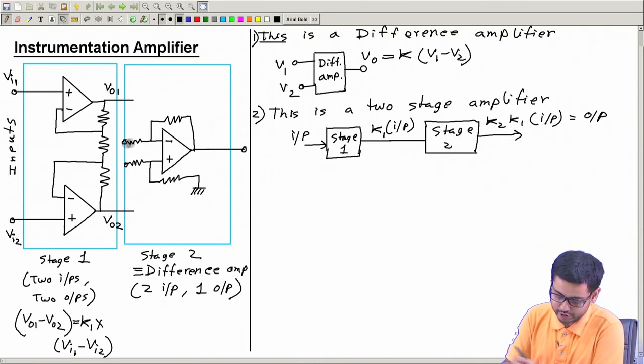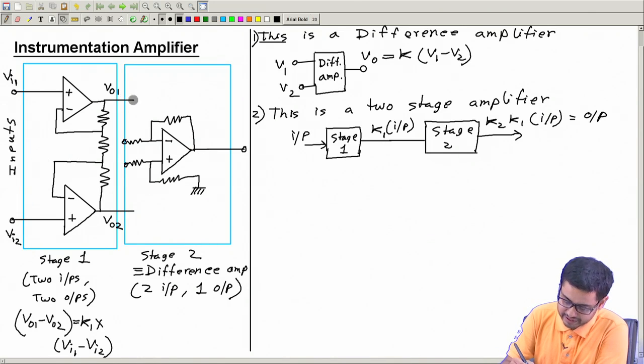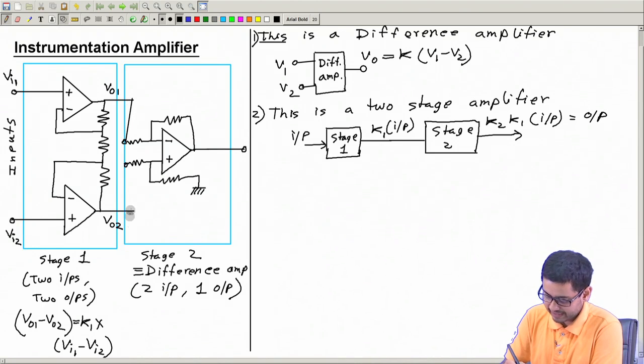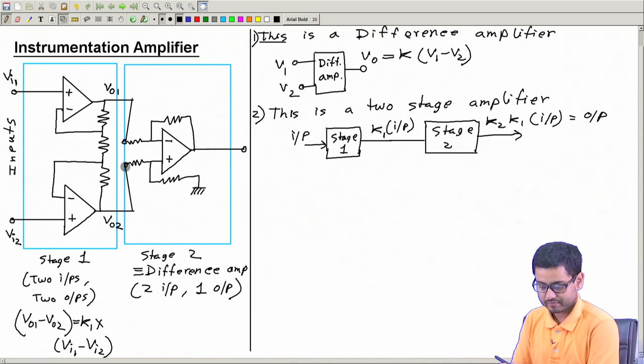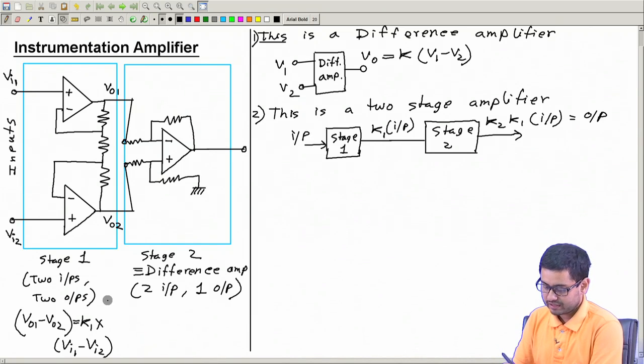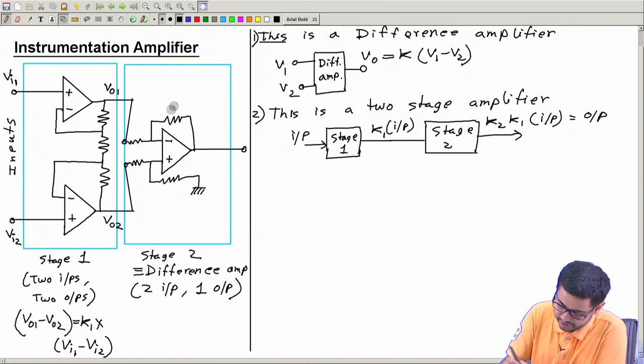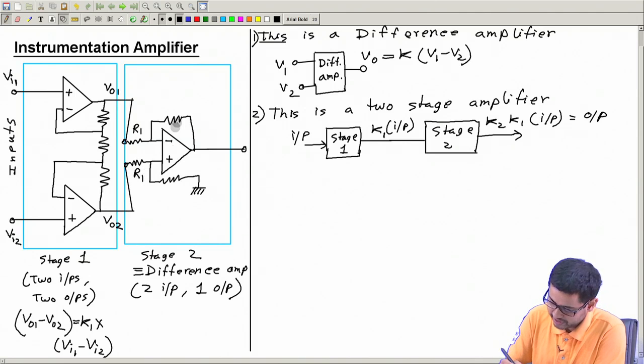And you have to join these two, stage 1 and stage 2. How? Connect this output to this input and connect this output to this input. This is just a normal difference amplifier. And you know, in a normal difference amplifier, we should have these two resistances equal, call it R1 and R1. These two resistances equal, R2 and R2.